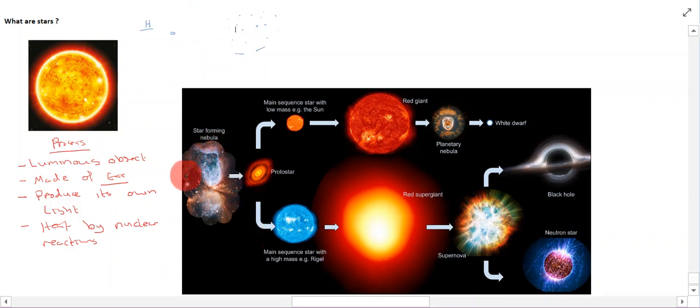So this is what it looks like here. You have what's known as a nebula. All this really is just lots and lots of hydrogen moving around in a gas. Now what's going to start to happen? Gravity, the force of gravity, is going to start to pull these hydrogens together.